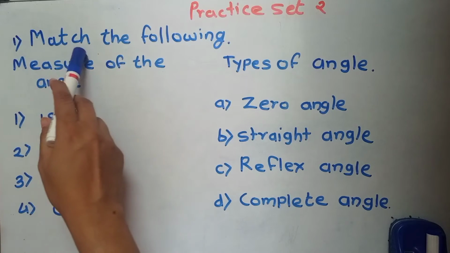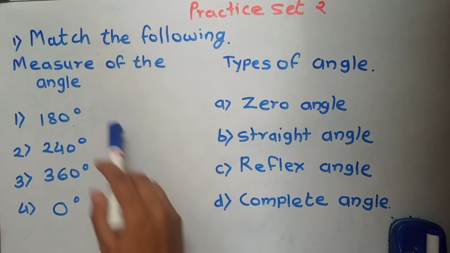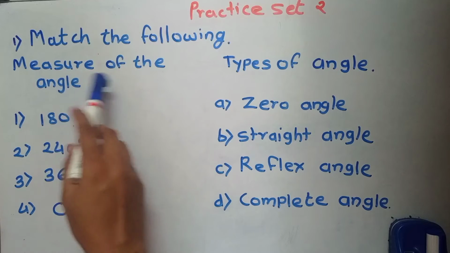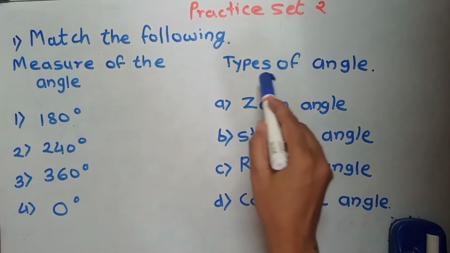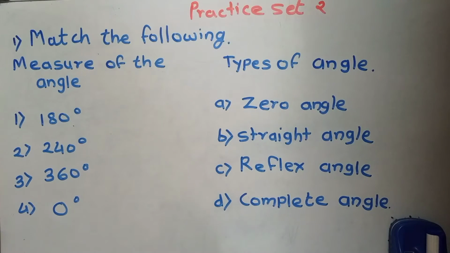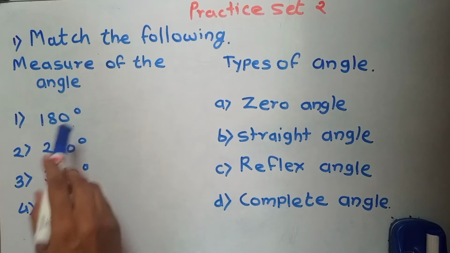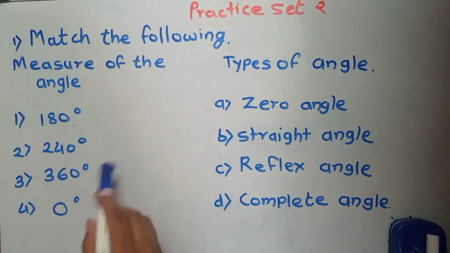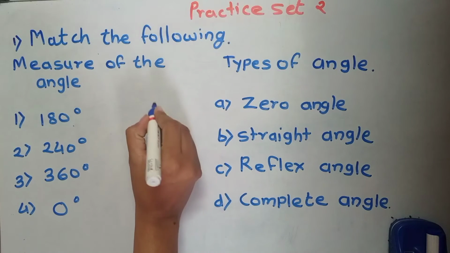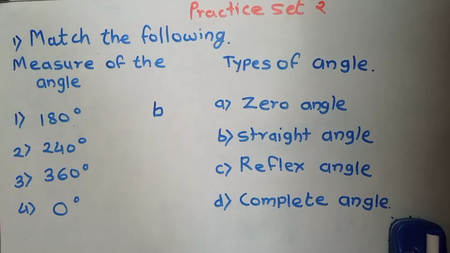First question is match the following. Here we have given the measure of the angle and their types of angle, so you have to identify their types. The first is 180 degree angle. 180 degree angle means that is the straight angle. So you have to write down the answer B.